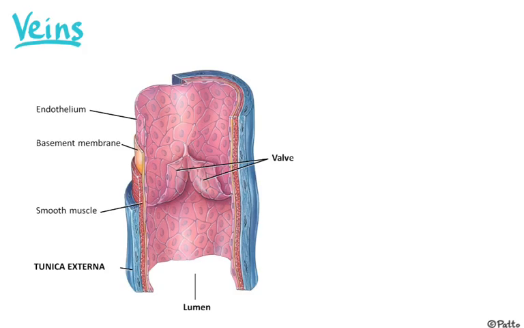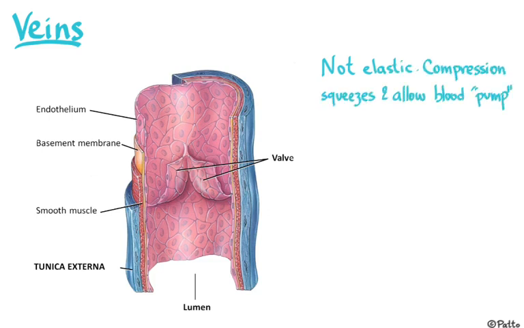Okay, if you take a look at veins, they are also going to be a tube, but they are going to be different. Okay, there is no elastic because they suffer compression. They may be squeezed, but they don't dilate. This will allow the secondary heart, which allows a different kind of pumping, but you'll see that in a moment.